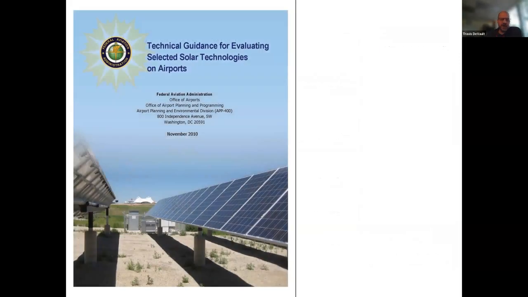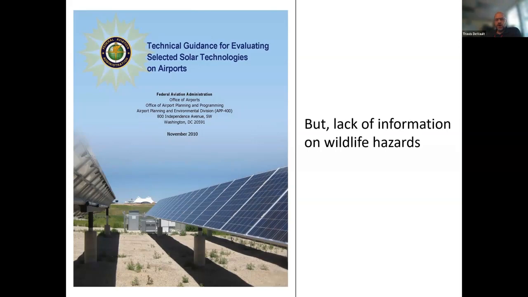Now, the FAA tried to get out in front of this because they saw these coming in at airports. And so in 2010, they put out this guidance for how an airport might go about evaluating and selecting a solar technology. But importantly, there was no information at all in this publication about wildlife hazards. So that's where we came in.